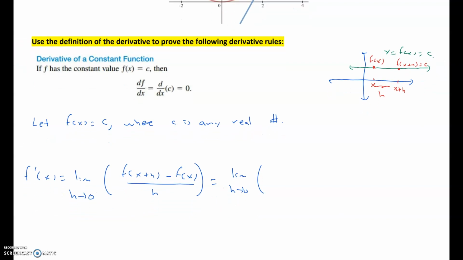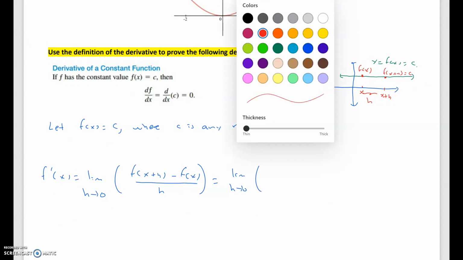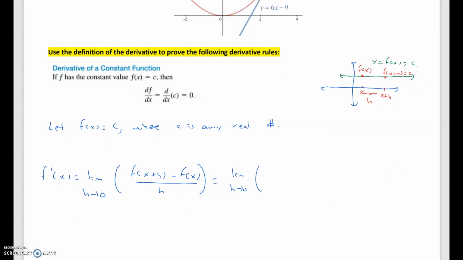So when we do that substitution within the definition, we're evaluating the limit, and this is going to be c, which represents f of x plus h, minus c, divided by h. The good news is that this one just requires a quick evaluation. It's still the limit as h approaches 0 of technically 0 divided by h, and we simply end up with the value of 0.